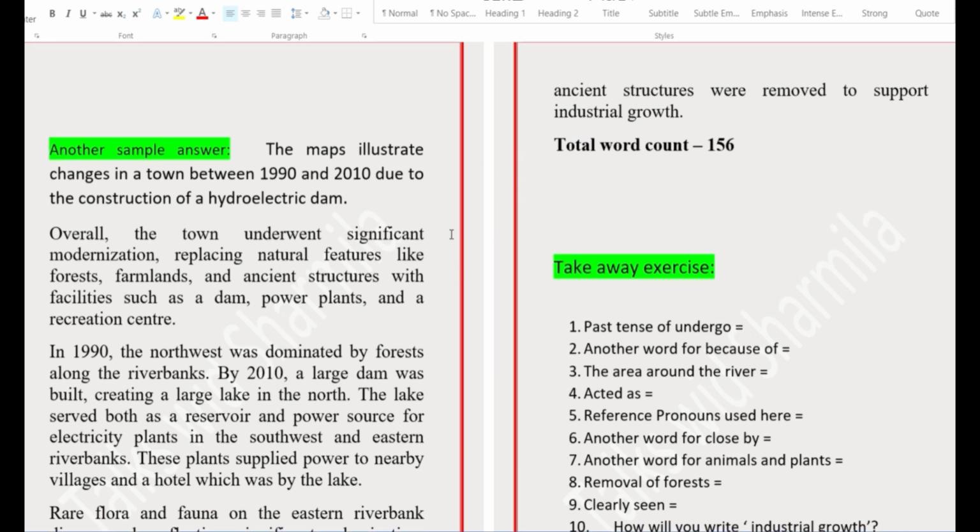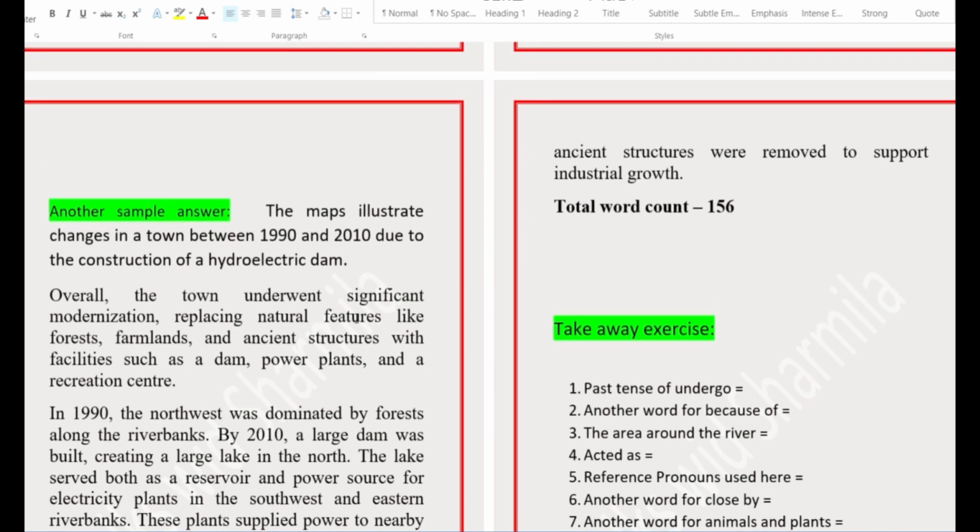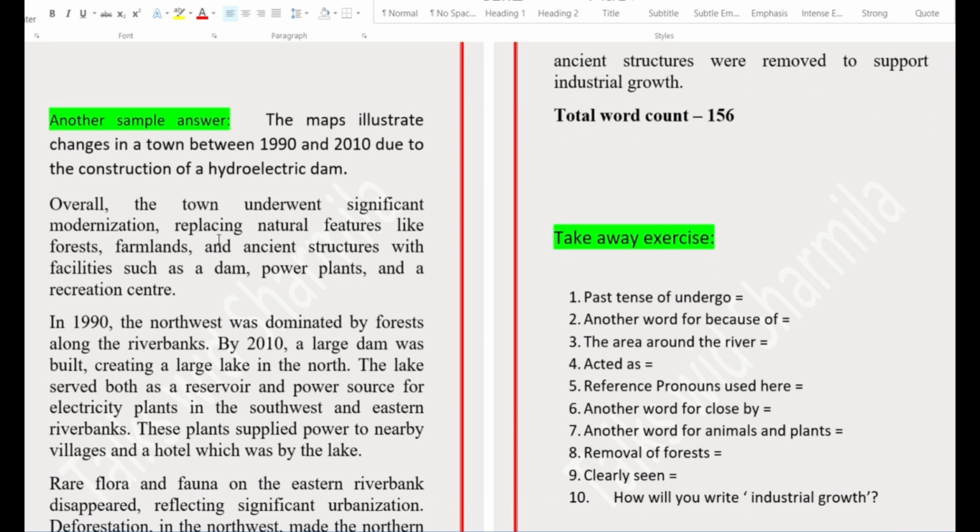So here is another sample answer with the word count of 156. So here we go. The maps illustrate changes in a town between 1990 and 2010 due to the construction of a hydroelectric dam, because of, on account of. You should recall all the words which we have just studied, like I am doing.